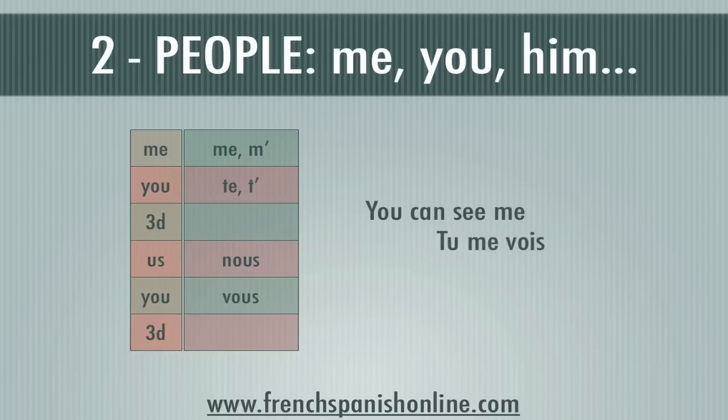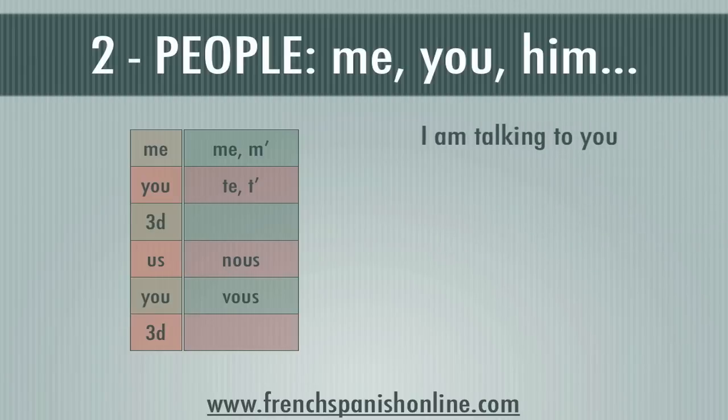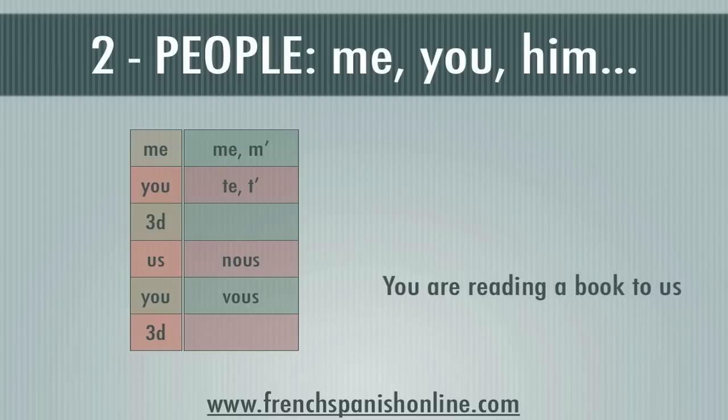In French, tu me vois. Okay, another example. I'm talking to you. You here is an indirect object, but the same in French, te, placed before, je te parle. And another example, you are reading a book to us. Us indirect is nous, placed before, tu nous lis un livre.